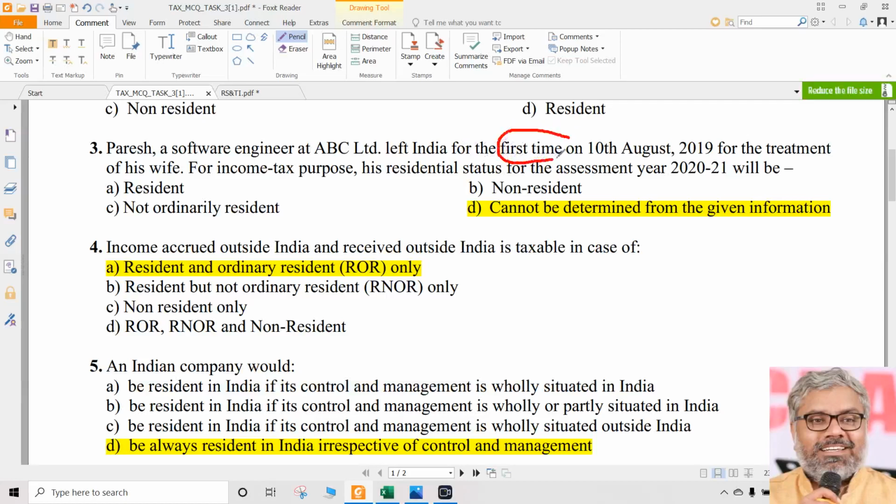For the first time he has left India. That is the first point you have to identify. On when? 10th August 2019, for the treatment of his wife. Once again, why he went also matters. For the treatment of his wife he has gone outside India for the first time, that too. And for income tax purposes, what is his residential status for the assessment year 2020-21 is the question.